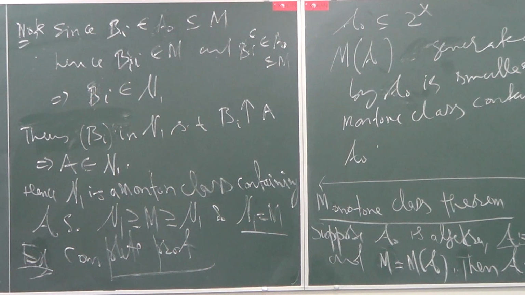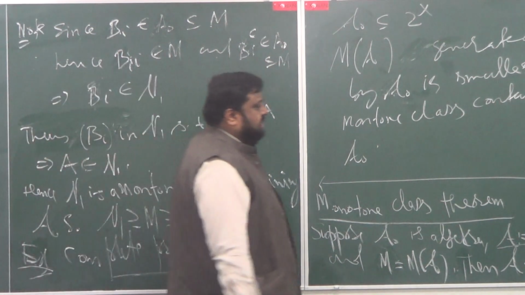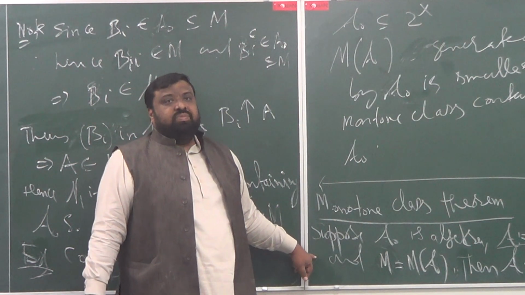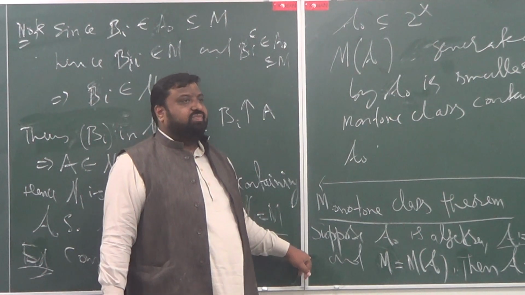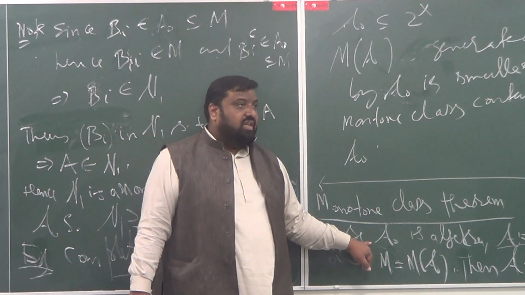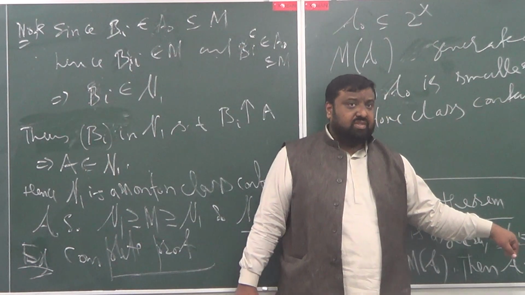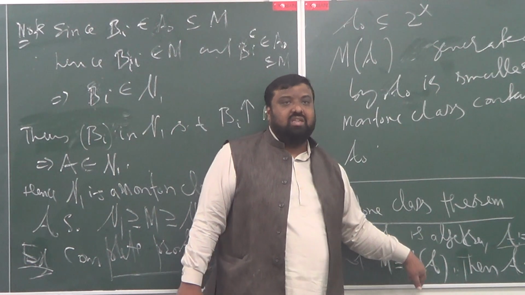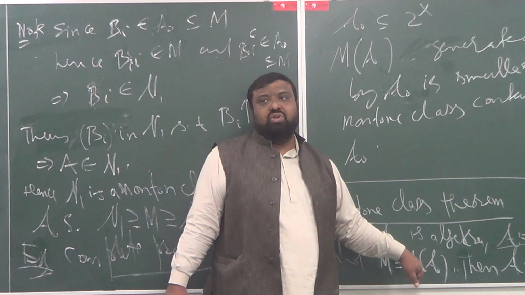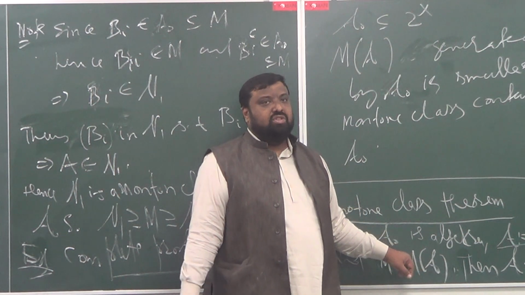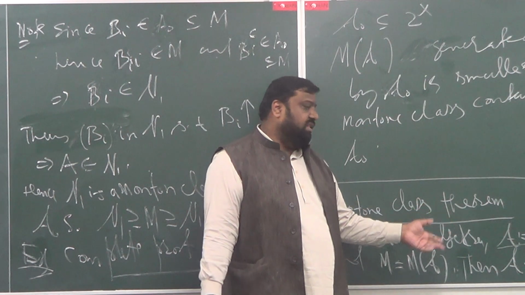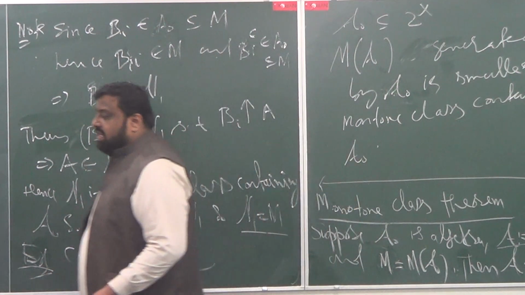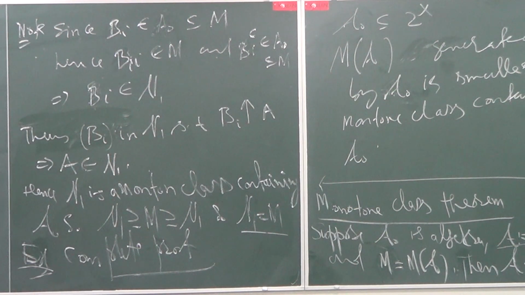What I want you to keep in mind from this result is that the theorem gives you a liberty: if you have an algebra and you want to prove something is a sigma algebra, then it is sufficient to prove it is a monotone class. If you show it is a monotone class, it is sufficient to conclude that the given collection is a sigma algebra. Otherwise you would need to prove a much weaker condition.